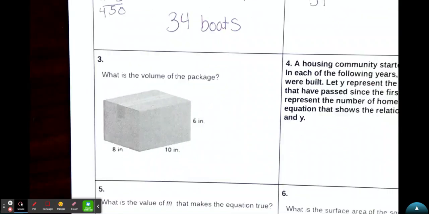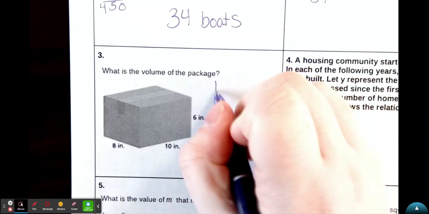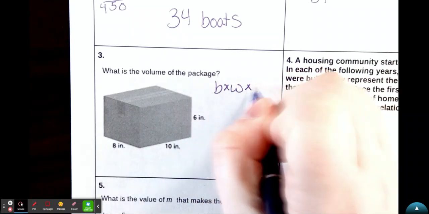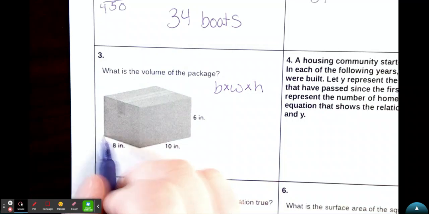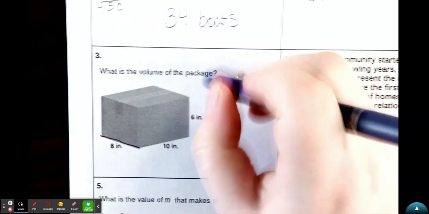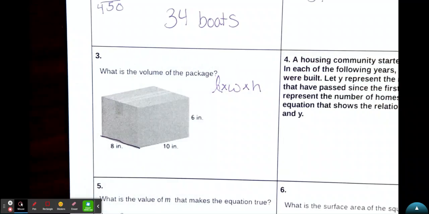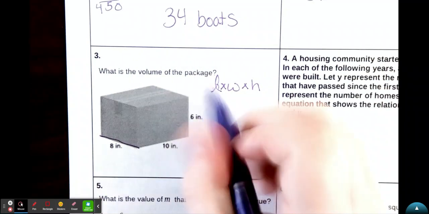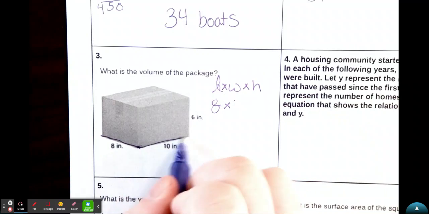Number 3, what is the volume of the package? How do we find the volume of something? Multiply base times height times width. Yeah, base times width times height, or length times width times height, whichever. Okay? What's my base? 10. Okay, sure. Length, we'll say L. I'm going to turn this into an L because there is a problem where it's going to matter. So 8 is our length. What's our width? 6. Width is 10.